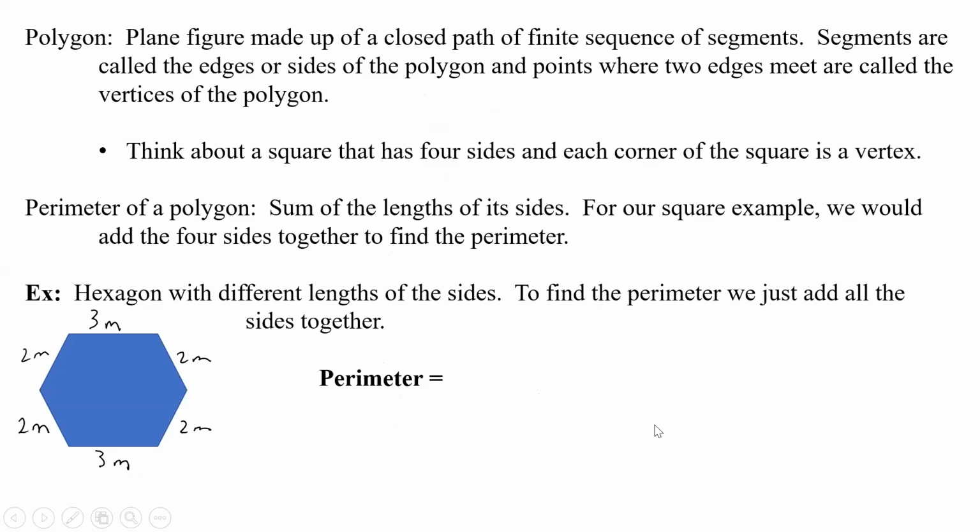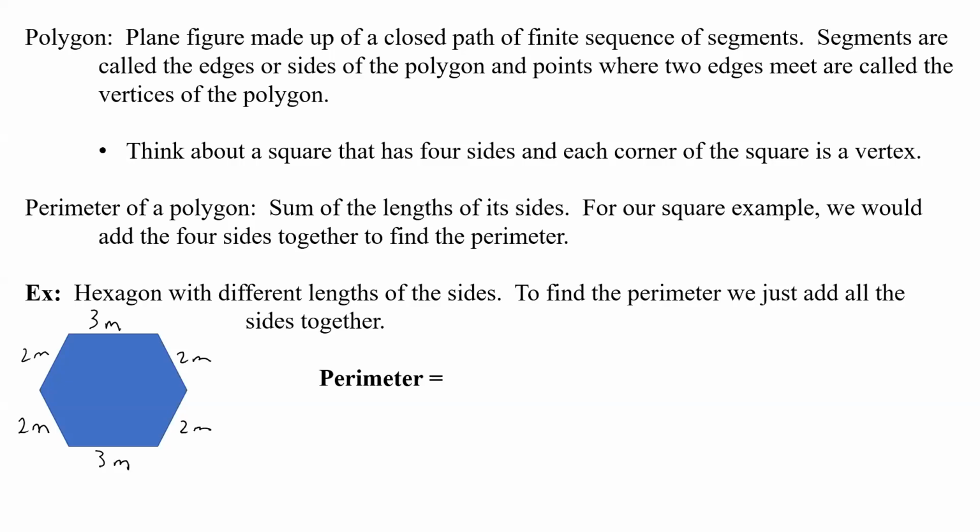Okay, so now we're kind of going to go off on a tangent. We're going to talk about polygons, but the reason we're talking about polygons is because we can add up their sides and get a perimeter. A polygon basically is just some kind of plane figure. Plane meaning like a piece of paper. You can draw it on a piece of paper and you can see it. Or you can look at a stop sign and see that it's an octagon, things like that.